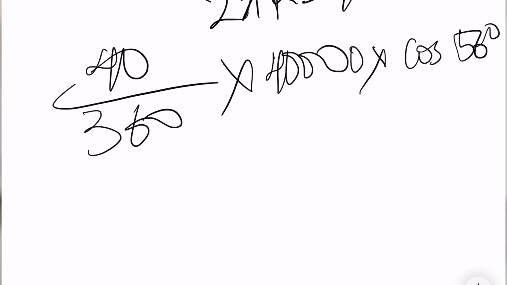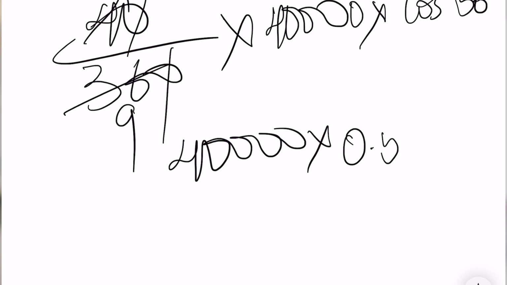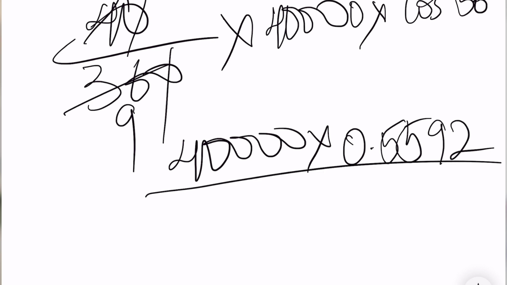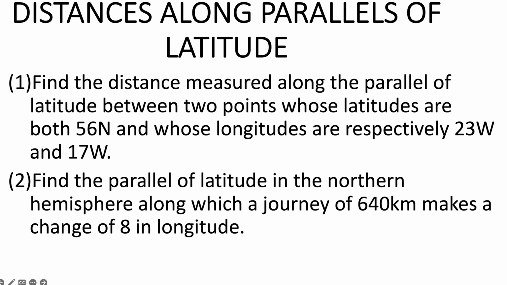So solving this, we have 40,000 times cos 56, which from our table is 0.5592, and solving using our calculator, we have 2,490 kilometers.